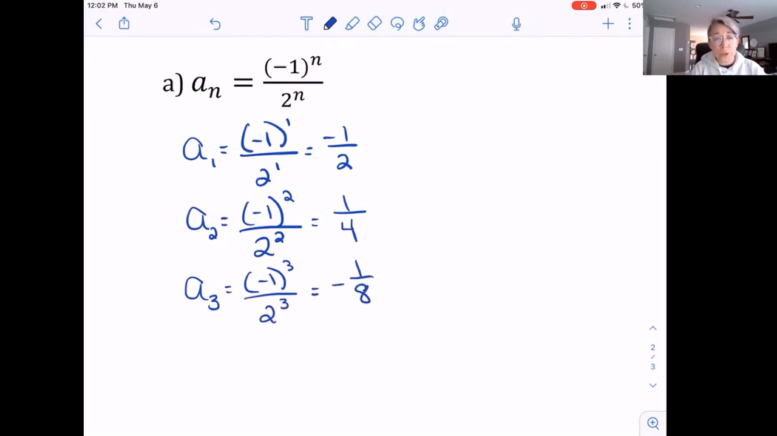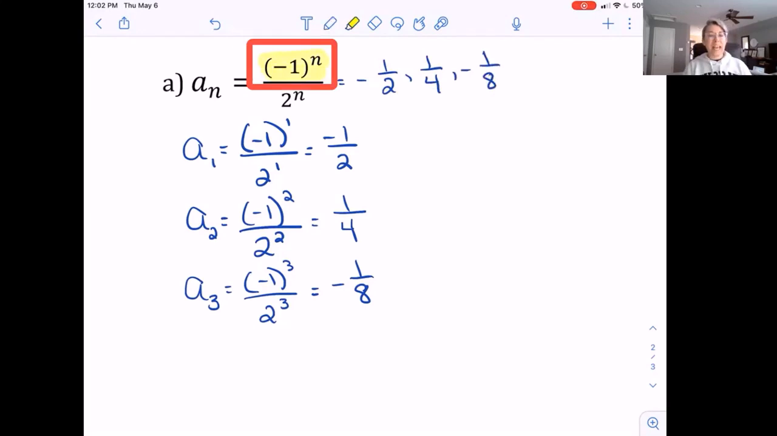Before we jump to 30, I want you to notice that our sequence here alternates signs. It goes from -1/2 to a positive 1/4 to a -1/8. This -1 to the power of n is one way of getting those alternating signs. If you want it negative, you can do -1 to the n. If you want to start with a positive, you could do -1 to the n-1 or n+1. Now let's skip down to the 30th term.